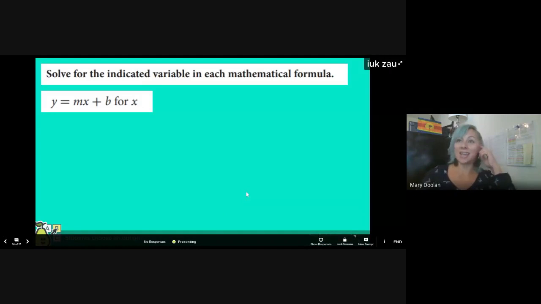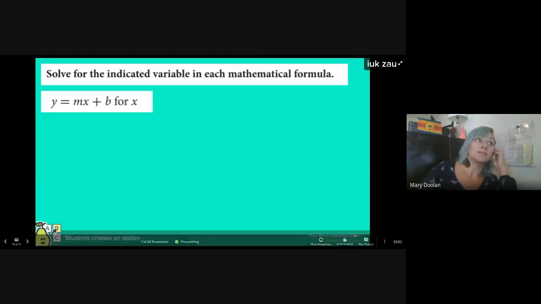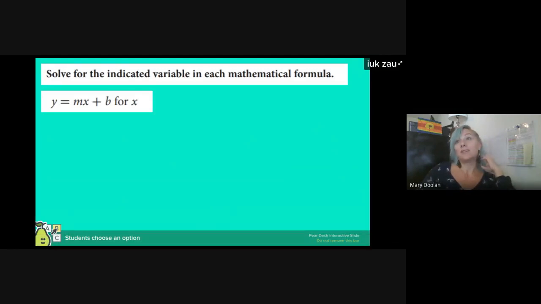So this is an interactive slide for you. It's multiple choice. What would the equation look like if instead it was solved for x and not y? As you're picking your answer from the multiple choice selection.